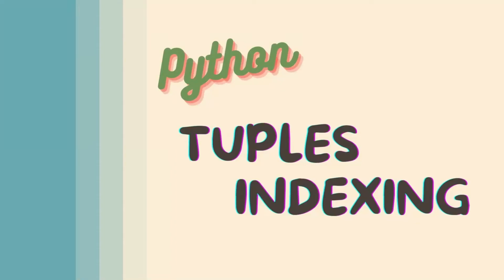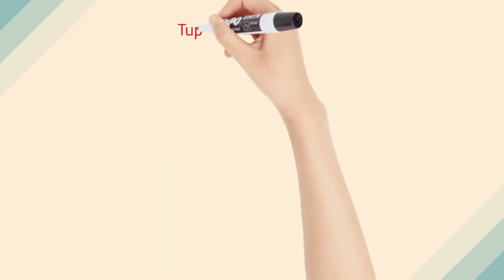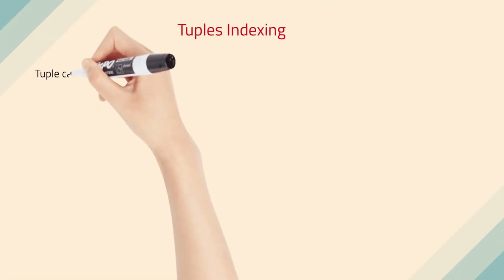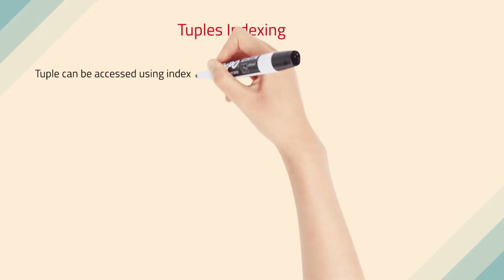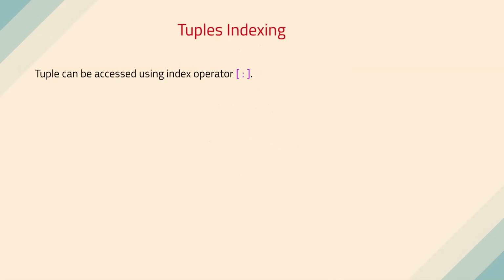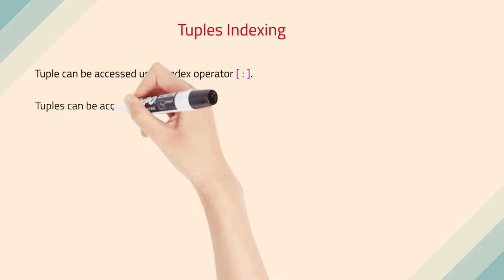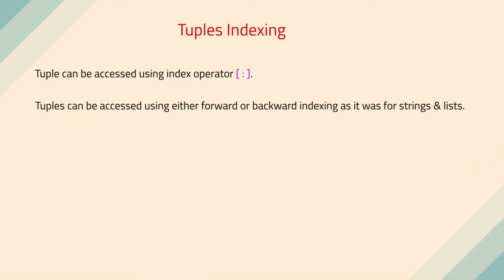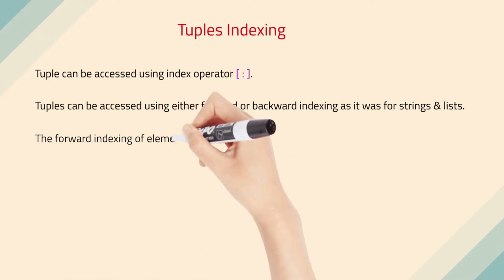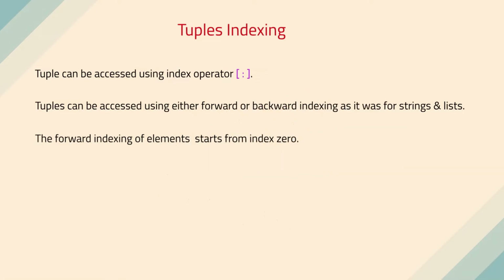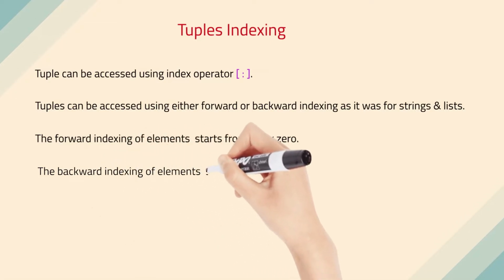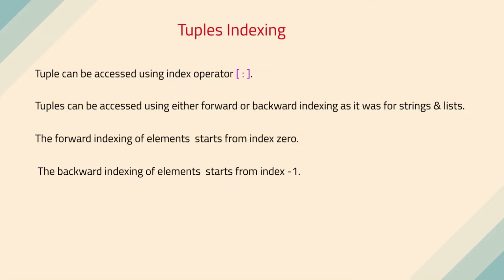In this video we will discuss indexing in a tuple. We can access the tuple using the index operator. A tuple can be accessed using either forward or backward indexing, as we have seen for strings and lists previously. The forward indexing of elements in a tuple starts from index 0. The backward indexing of elements in a tuple starts from index -1.